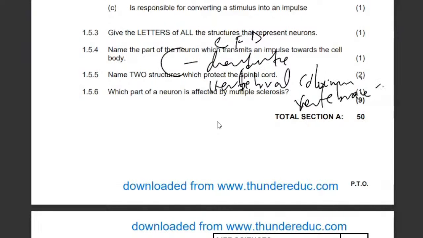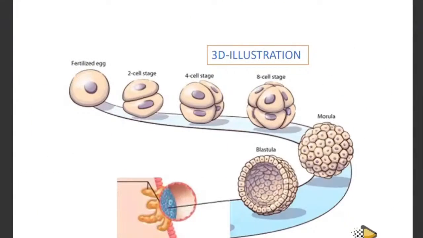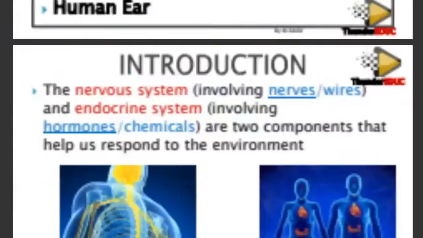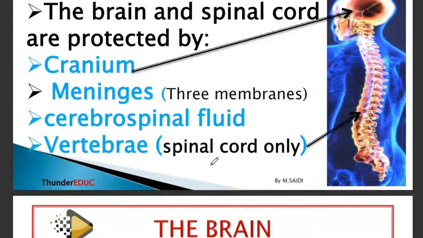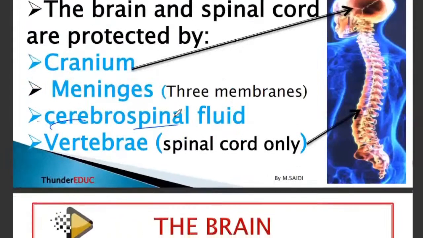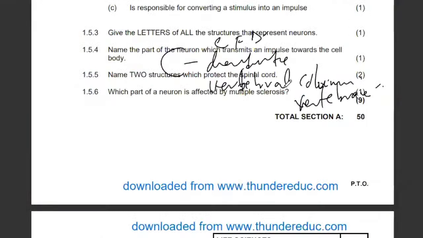Yes. And then also the cerebrospinal fluid. If you check it here in our distinction material, you will always find the answers there, just that we don't want to talk about it too much. Here is the vertebrae, the spinal cord only, and then the cerebrospinal fluid. This cerebrospinal fluid is being protected by the brain, and that's why it's called cerebrospinal. It has the brain and then the spinal cord. So basically those are the two structures which protect the spinal cord.